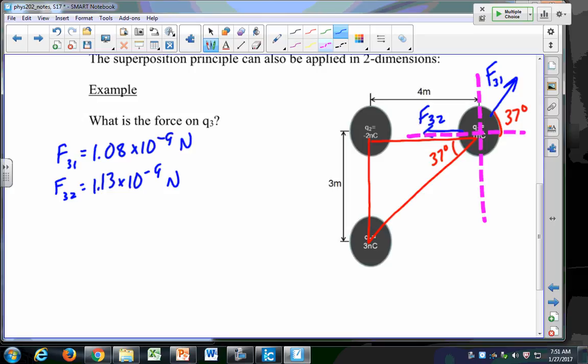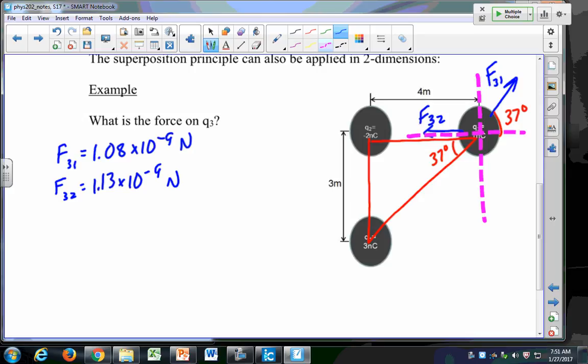So now what will we do next? I've determined the magnitude of the vectors. I've drawn my coordinate system. I've determined my angles. What would be my next step? Think about it. Don't say it out loud, but you have a question? Why is it 10 to the minus 9? For which one? F31? Just both of them.